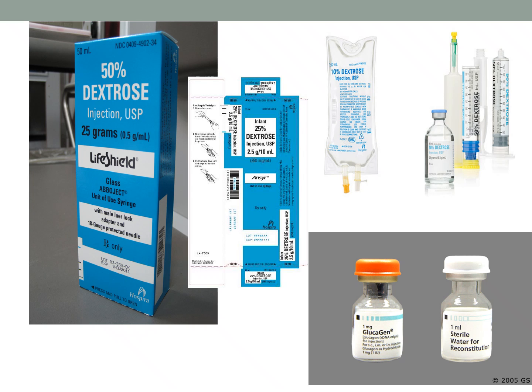Dextrose comes packaged in many different ways. Remember, we have D10, we have D25, and we have D50. And they can certainly come prepackaged that way. But what if we only had D50 and we needed to make D25 to give to a pediatric, or we needed to make D10 to give to a neonate? That's not a problem. We can actually make a D25 solution and a D10 solution from D50.